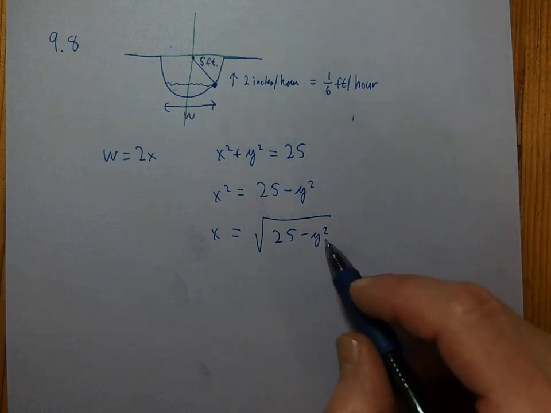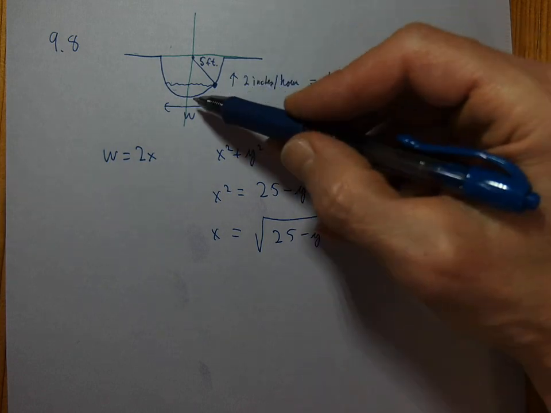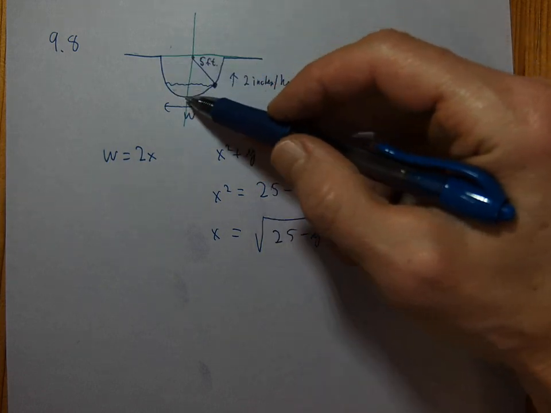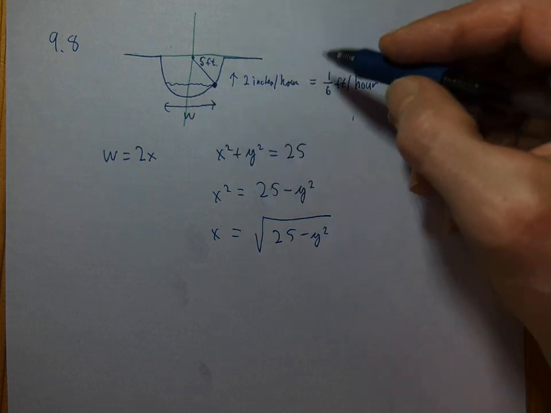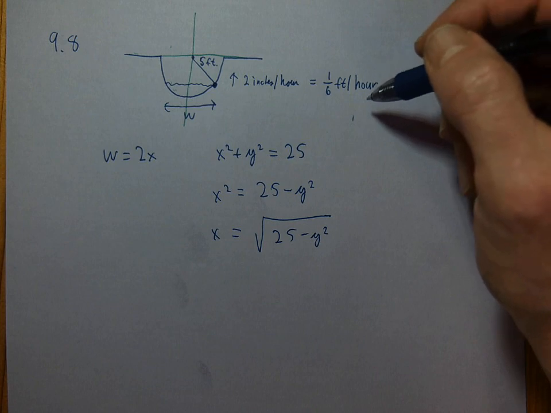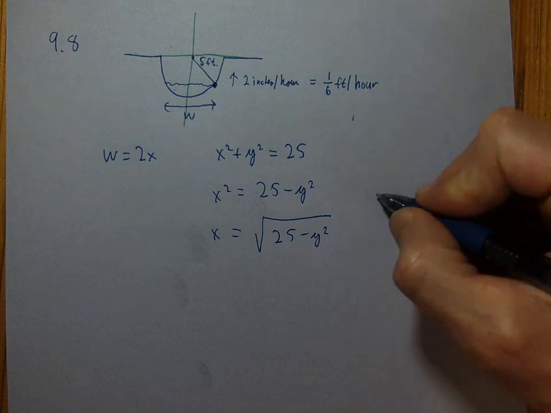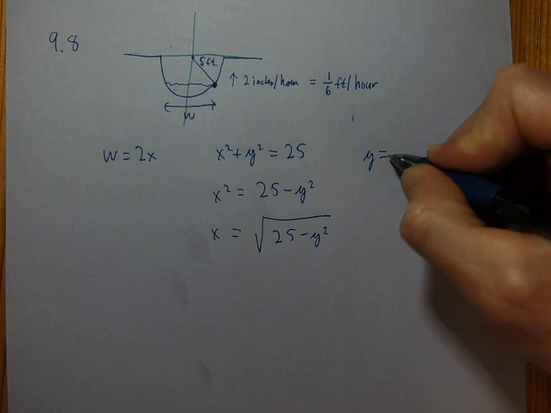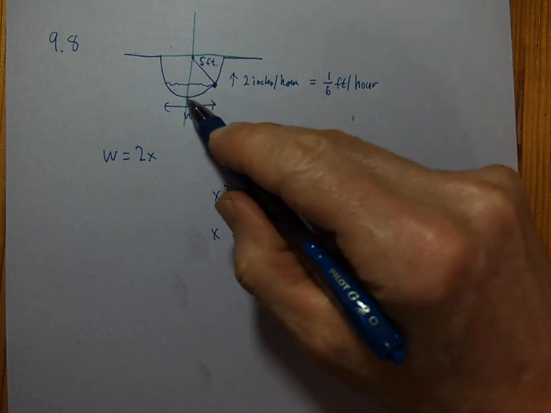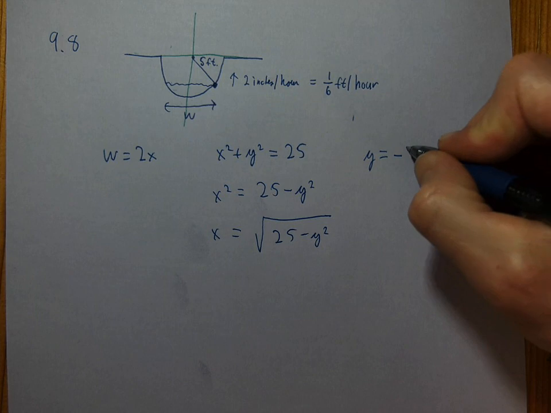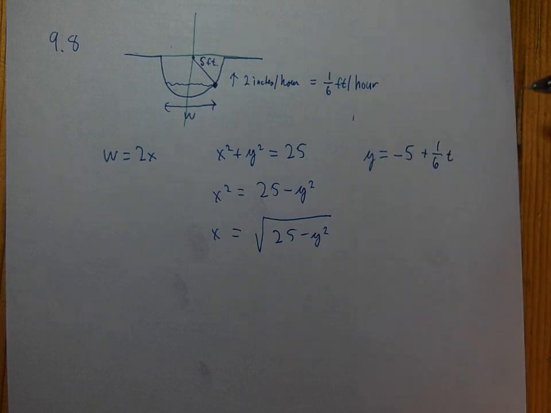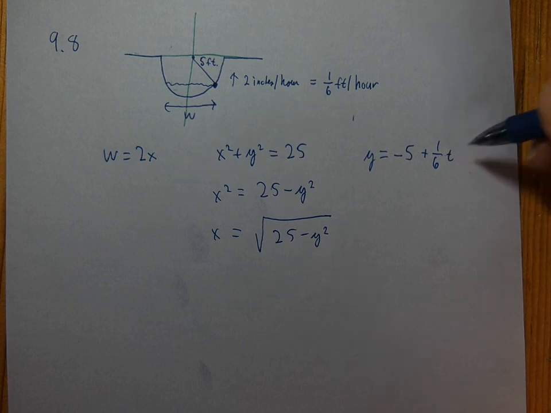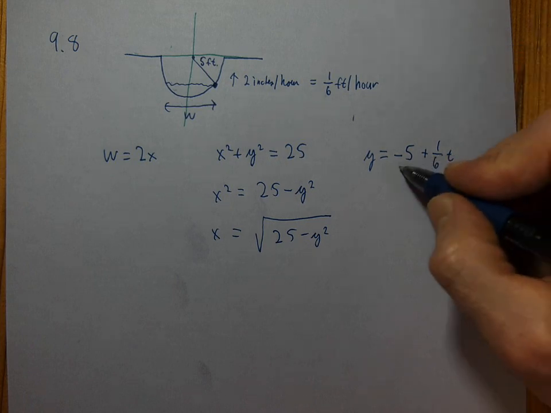But what is y? And we know that y starts off as -5, right? This is a negative part of the circle. So y starts off at -5 and adds 1/6 an hour. So it's kind of like parametric equations. So y is equal to -5, because again we're starting off negative because this is 0. So -5 feet plus 1/6 t, 1/6 feet per hour times the number of hours. So just like parametric equations here. So it's nice to put the negative backwards.